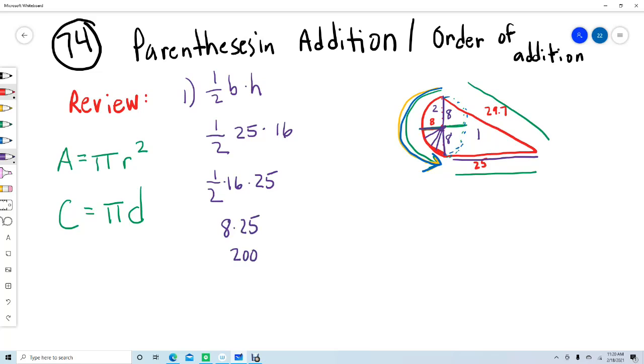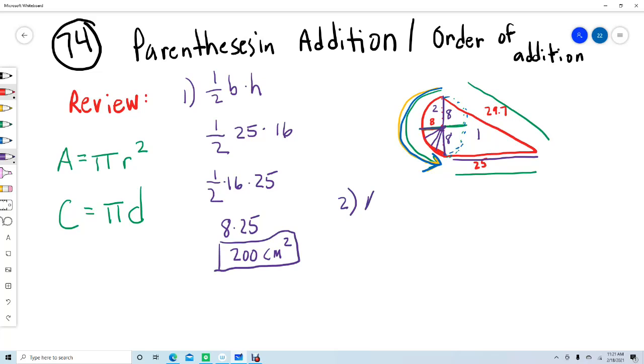So the area of that triangle, this is area 1. The square area of my triangular part of that figure is 200, and we're calling it centimeters squared. That's area 1. Area 2. Now we have to find the square area of the semicircle.